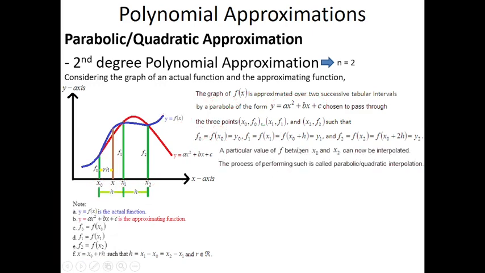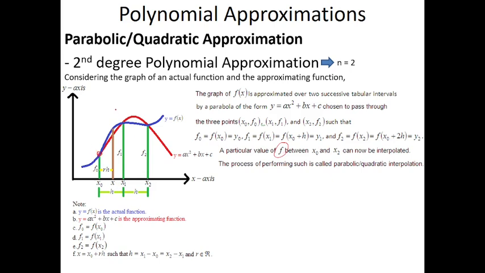So a particular value of f between x sub 0 and x sub 2 can now be interpolated. So in here, since we are just approximating the actual function, this is the approximation, which is a quadratic function. Okay? And with that, a particular value of the function that is not indicated in the problem.